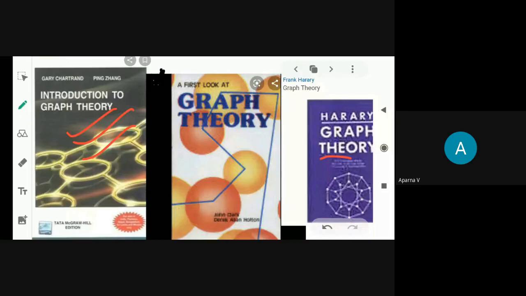This is another book, Graph Theory by Clark. The first book is by Gary Chartrand and Ping Zhang, and the second one is by Clark and others. There are two others, and the third one is what we call the Bible of Graph Theory, written by Frank Harary.